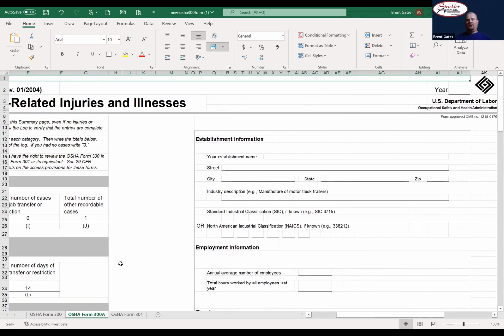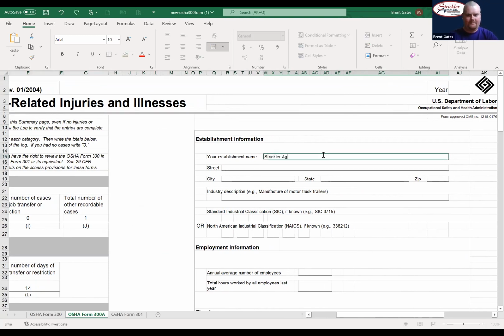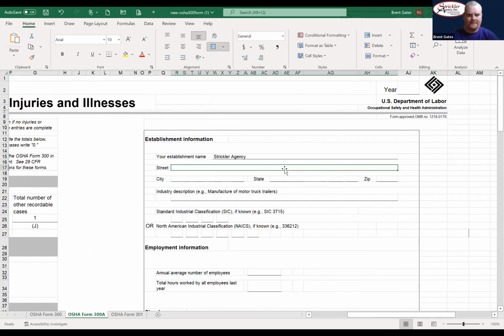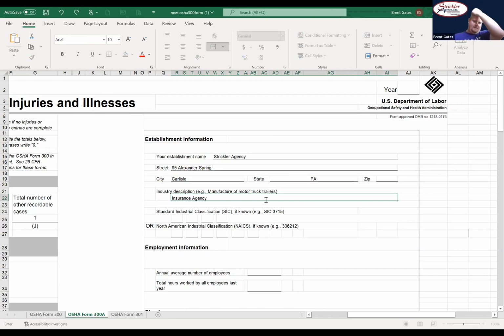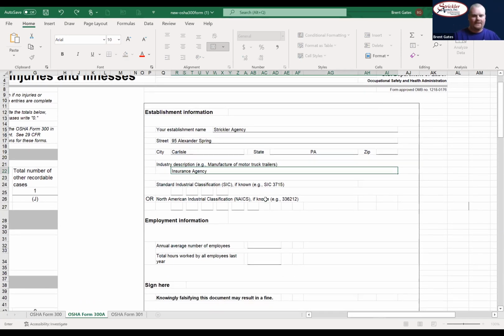The other piece that you need to make sure that you complete on this is your establishment name. So we're Strickler Agency, 95 Alexander Spring Road, Carlisle, PA. Our industry and description, we're an insurance agency. If you manufacture motor truck trailers, you just write that. If you're a roofing contractor, you write roofing contractor. It doesn't need to be anything fancy or anything like that.